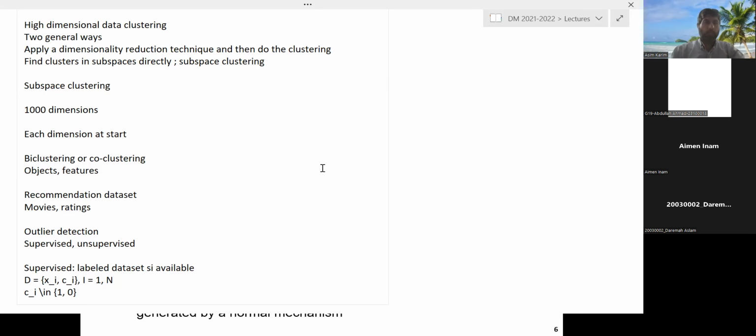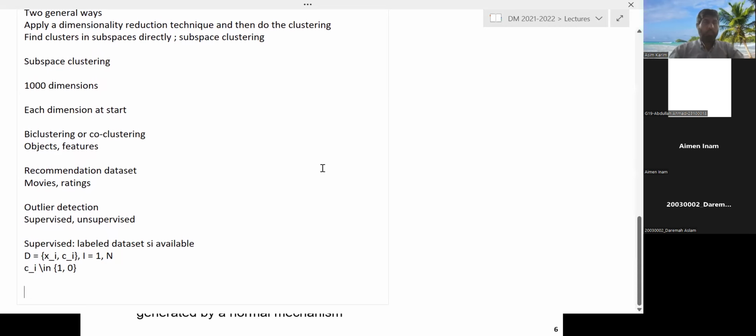So this is the supervised way of doing it. Maybe you train a random forest for outlier detection. We studied random forest earlier as a classification technique. Given some labeled data set, you build a random forest. Once that random forest has been built, you can use it to predict whether a new object xi is an outlier or not. xi is either 1 or 0 using this random forest.